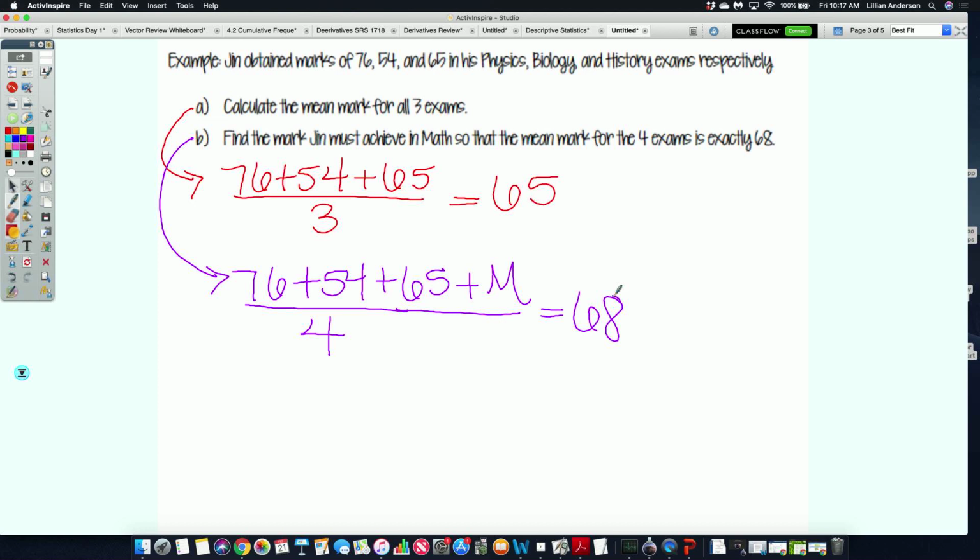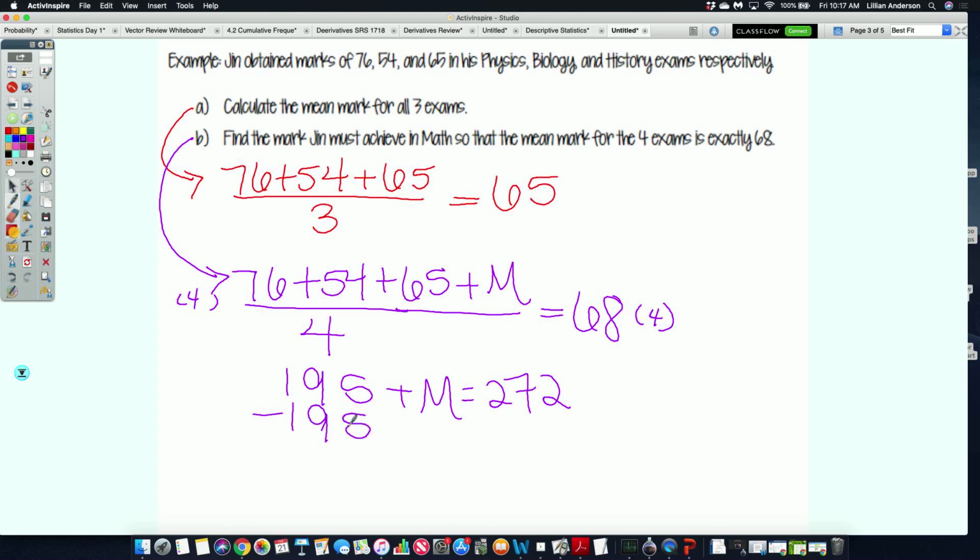How would I solve for M? We multiply 4 by both sides and then subtract all 3 values on both sides. So it's 68 times 4, 272. What's 76 plus 54 plus 65? 195. So then M equals 77. So he has to get a score of 77 on his math exam in order for the average between all 4 exams to be 68.